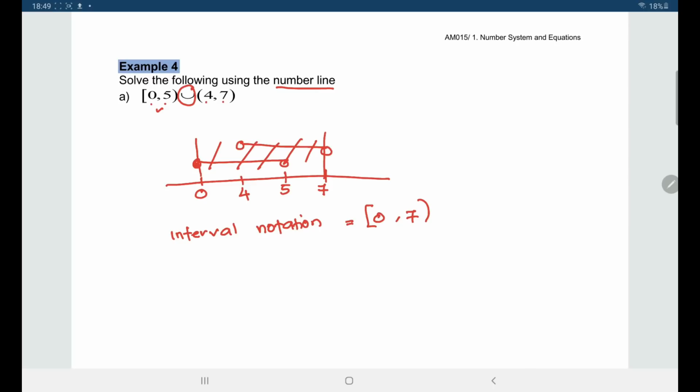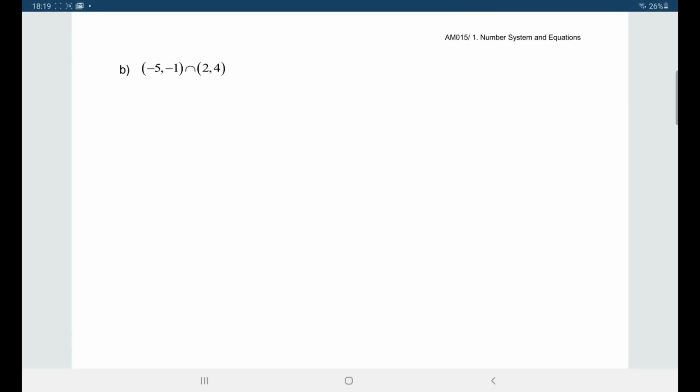Second method, solution set equals the set of x where x is greater than or equal to 0 and less than 7. For example B, open interval -5 to -1 intersect open interval 2 to 4.